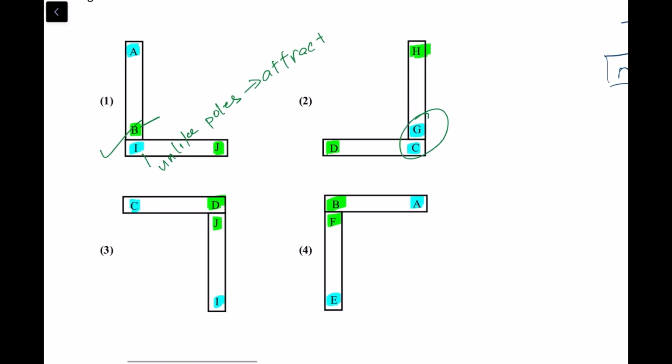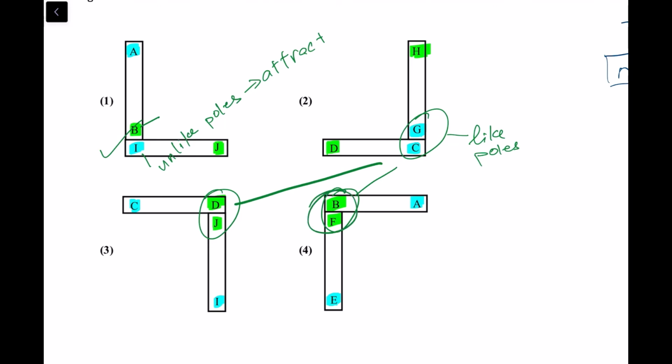G and C are like poles since they are of the same color. So are B and F, and D and J. Like poles should not be attracting. They should be repelling. If they should be repelling, this representation would be incorrect. So therefore, the only correct option is 1.